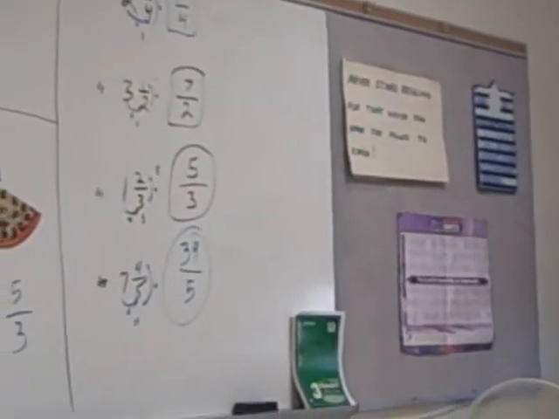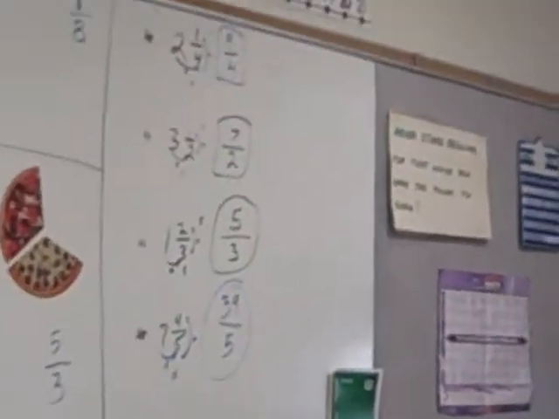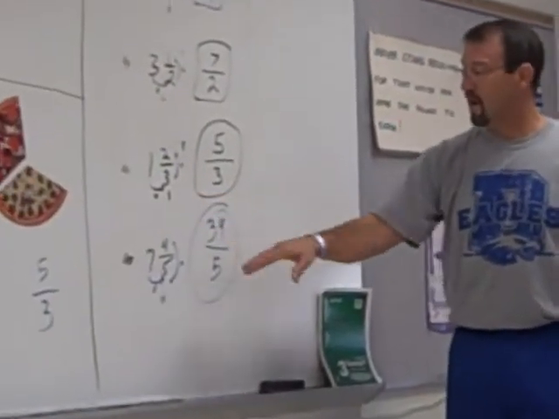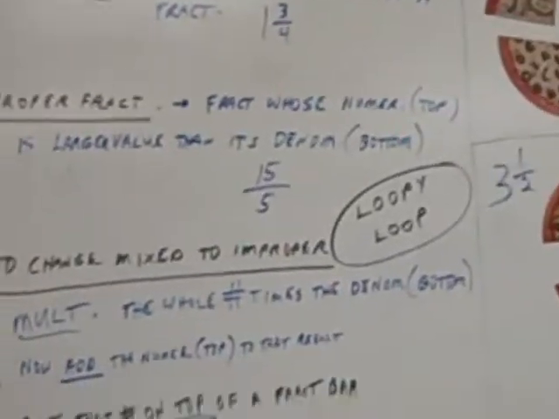Everybody okay with that? Notice how you just step 1, step 2, step 3, boom, boom, boom. Loop times, loop plus, put it on top, bring the bottom over. Bam, there it is. Pretty simple, eh? All right. That is mixed number to improper.